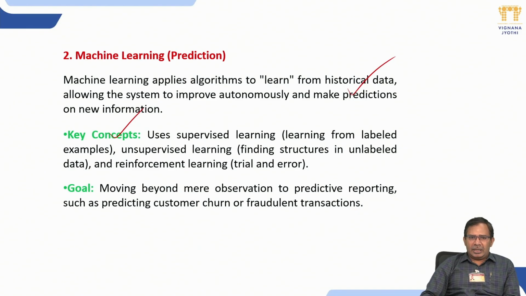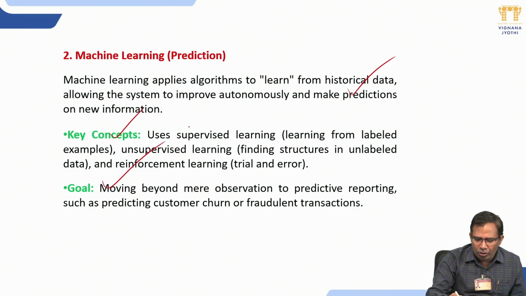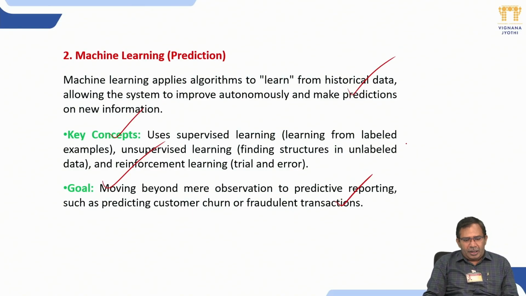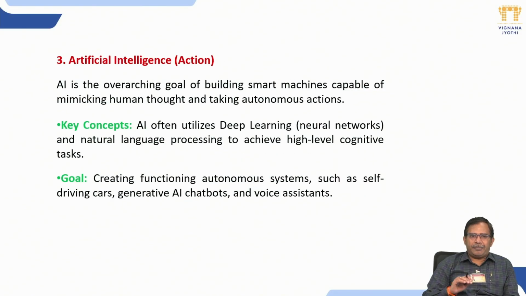The goal of machine learning is moving beyond observations to predictive reporting, such as predicting customer churn or fraudulent transactions, where machine learning can use three types of learning: supervised for labeled data, unsupervised for unlabeled data, and reinforcement for the trial and error category, like game playing.